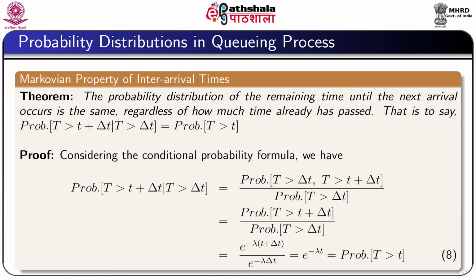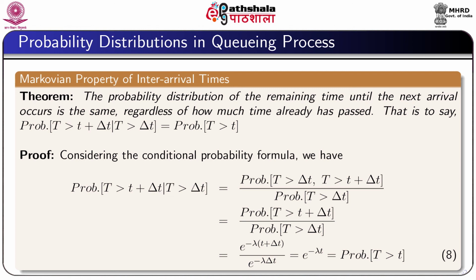Now, I am coming to show you an important property for inter-arrival times. The probability distribution of the remaining time until the next arrival occurs is the same regardless of how much time already has passed. That is to say, probability capital T greater than t plus delta t, given that capital T greater than delta t, is equal to probability capital T greater than small t. This property is also called the memoryless property.